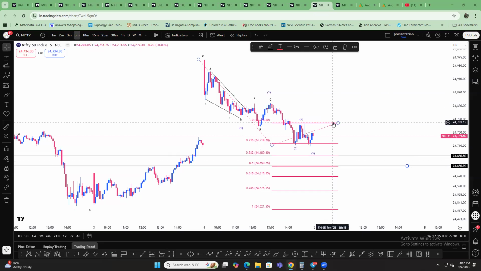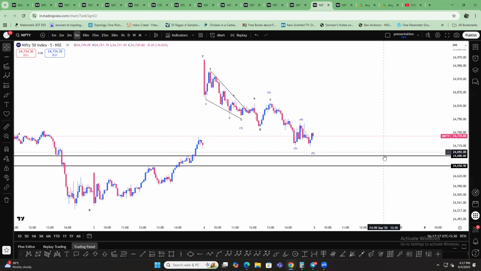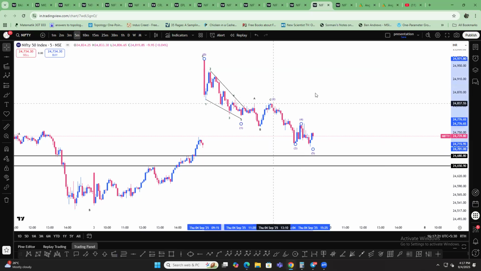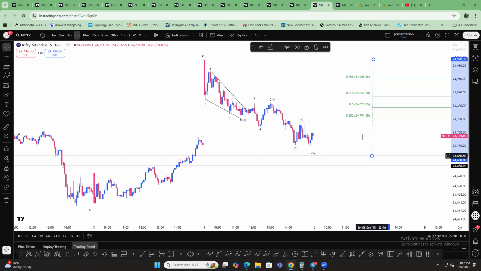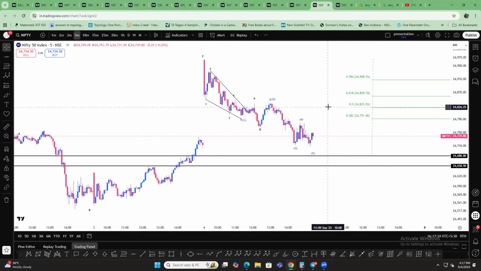Just expect a bounce to enter a good sell position, right? It gives good risk reward, which you can calculate. Now if wave 5 ends here, our immediate resistance level is 50 to 30.2%. This is a very, very important resistance for wave 3.